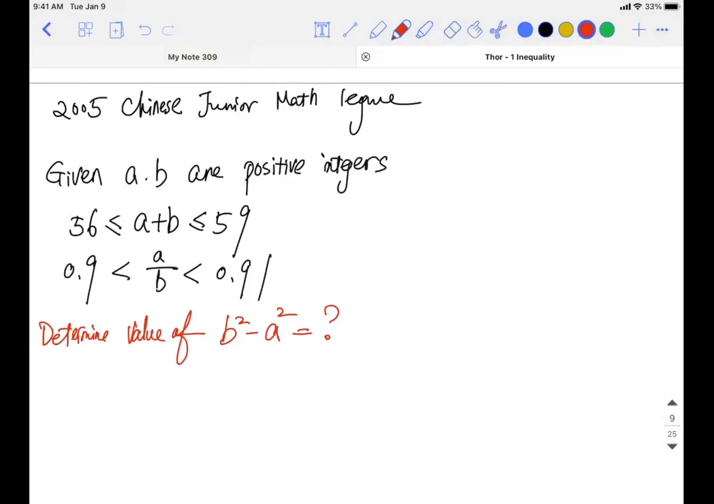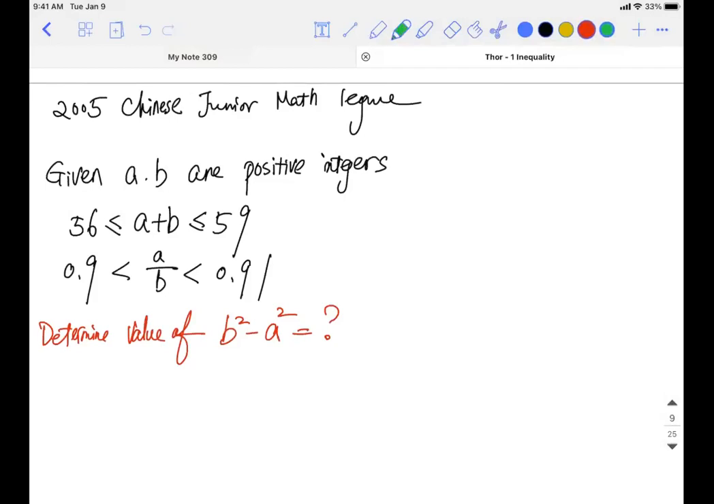So now you have two integers, A and B, and you have two inequalities. Basically, you need to determine the value for B squared minus A squared. Just forget about the inequality for a moment. Let me ask you another question.